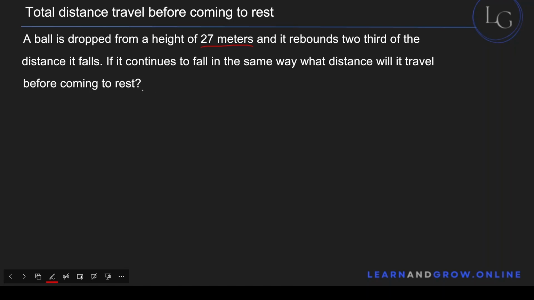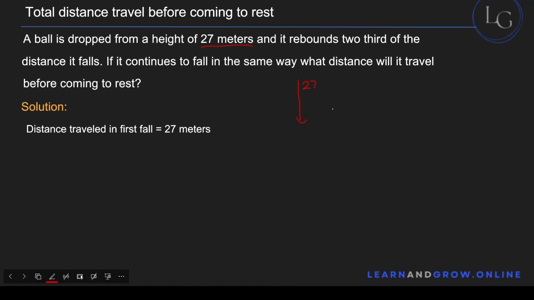Since it's coming to rest, you'd use the infinite geometric series formula. Because obviously it keeps bouncing and bouncing and bouncing, and we do not know how many times it actually bounced. We have no precise calculation for that. So you'll use the formula for S infinity. The distance traveled in the first fall is 27 meters. So the ball falls 27 meters. And it says here that it rebounds 2/3 of the distance it falls.